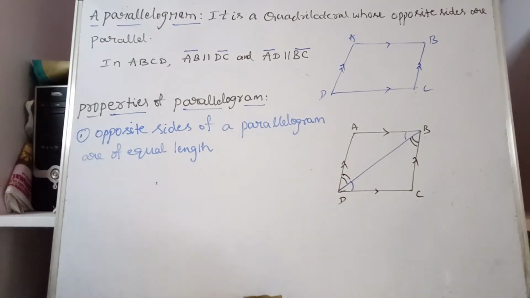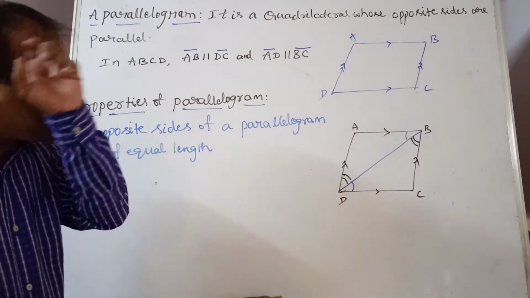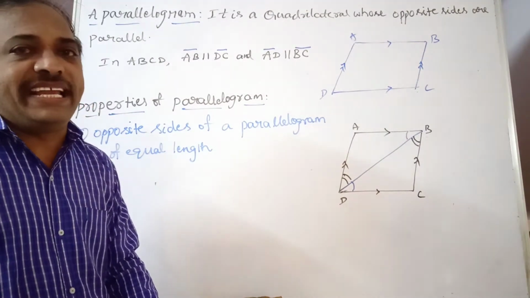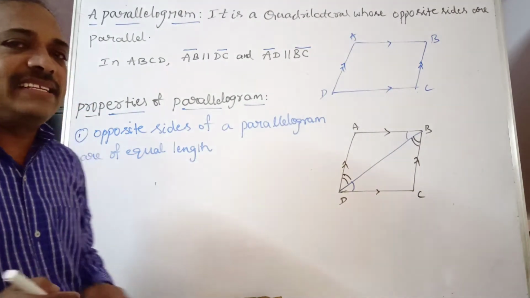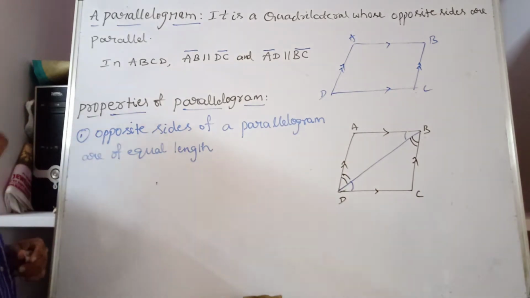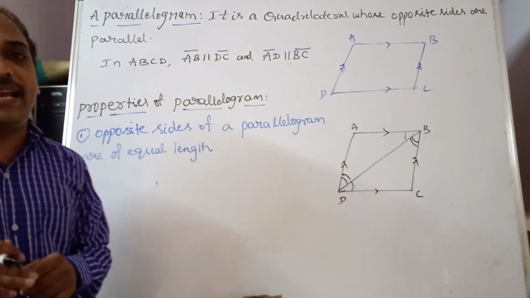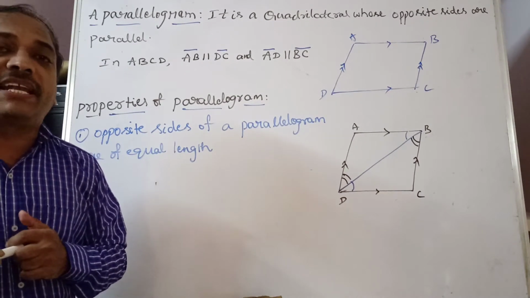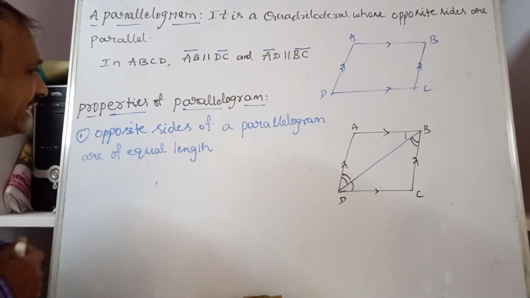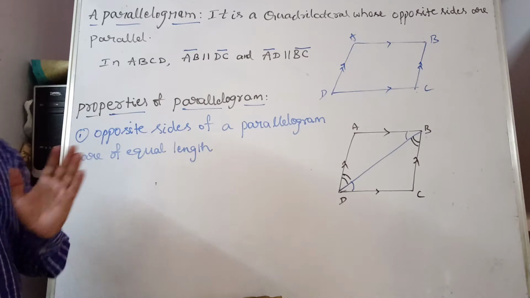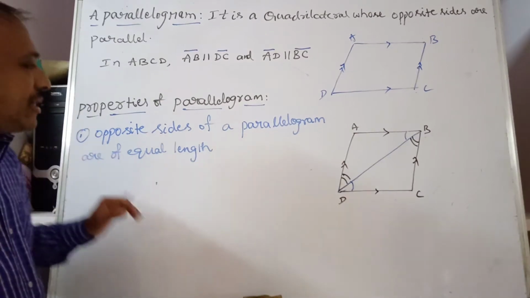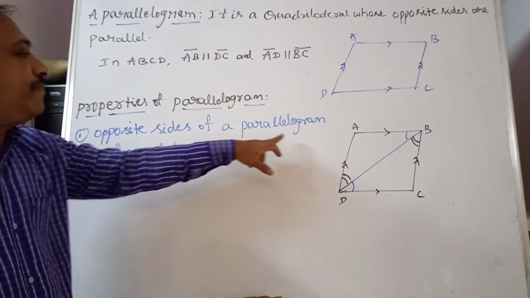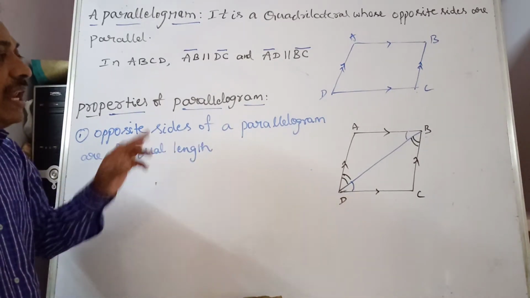How is it so? In class 7th, we discussed the congruence criteria. What are those? SSS, SAS, RHS. These are the congruence criteria we discussed for triangles. By using those congruence criteria, we are going to show that opposite sides of a parallelogram are of equal length.